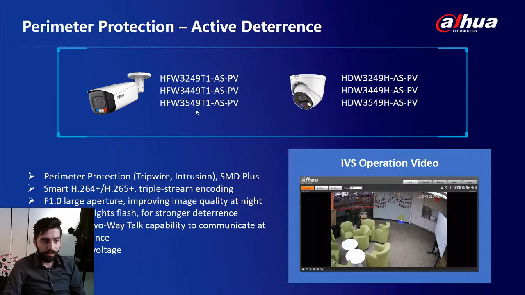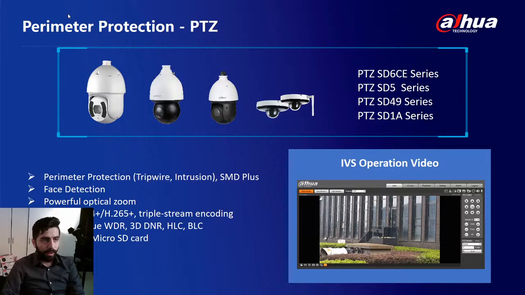So perimeter protection, tripwire, intrusion, SMD Plus, etc. It has the larger aperture, F1, blue and red light flashes for stronger deterrence, increased two-way talk capability to communicate at further distances, and it has IP67. We have this PTZ camera for the perimeter protection.